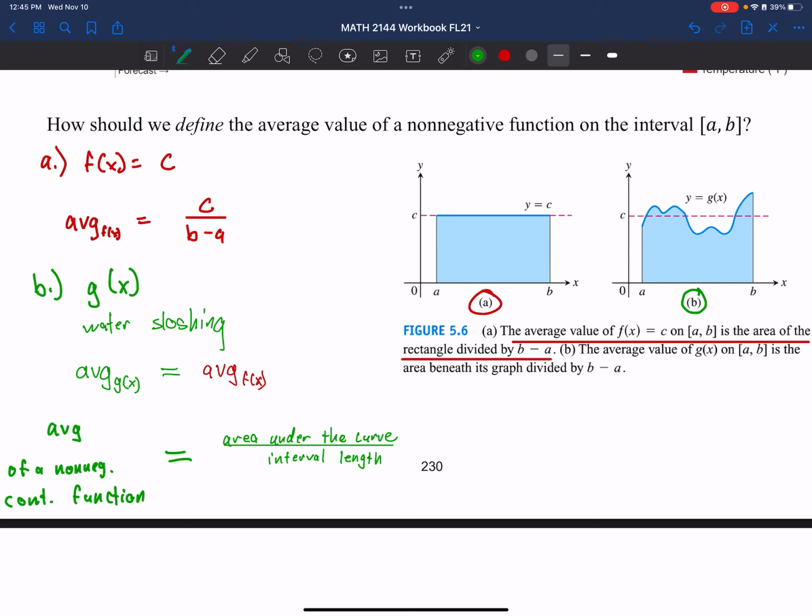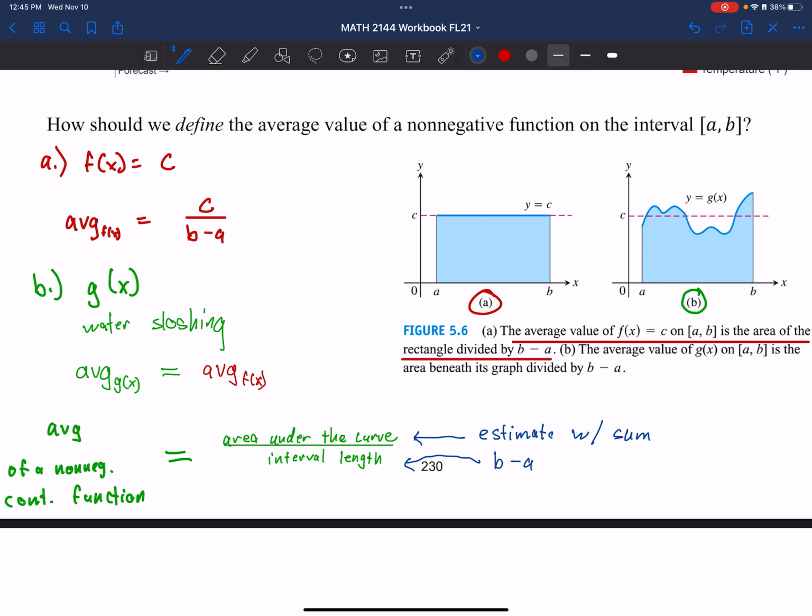So how you find the top part is you're going to estimate this with sums. Estimate with sums, and we'll do an example on the next page before we wrap up. And the bottom part is just going to be endpoints. Subtract the endpoints, b minus a.